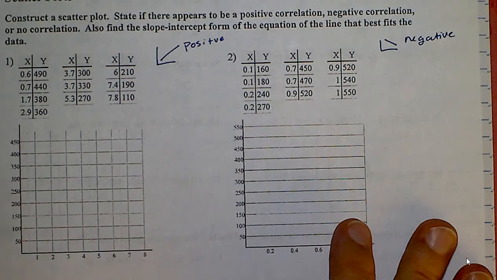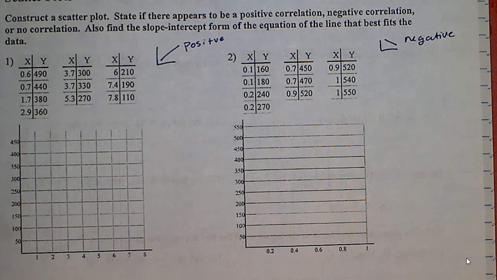If it's going up from left to right, pretend you're riding your bike from left to right and you would need to put in extra effort. So you have to put in positive effort riding your bike from left to right, that means it's positive. If you'd have to put in less effort, negative effort, from left to right, then it's negative correlation.